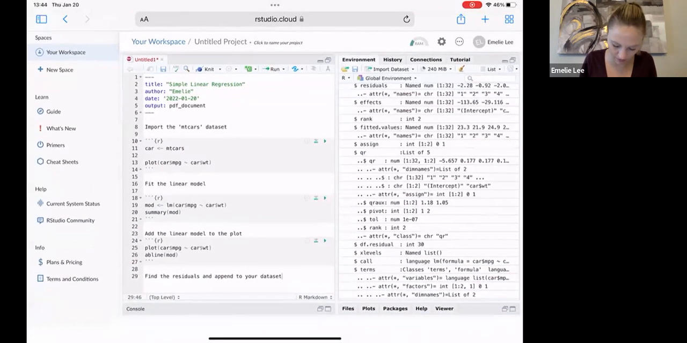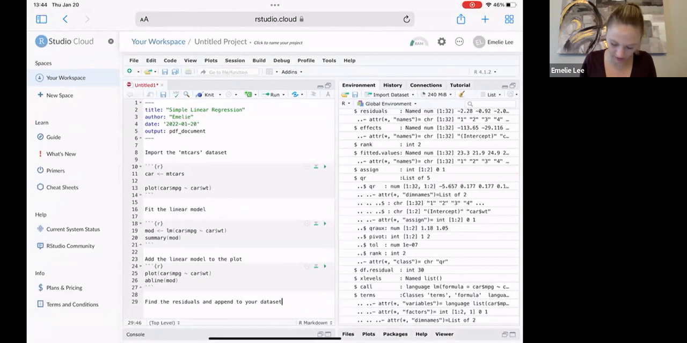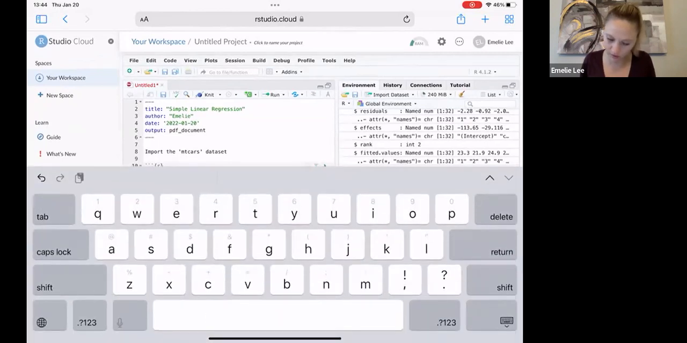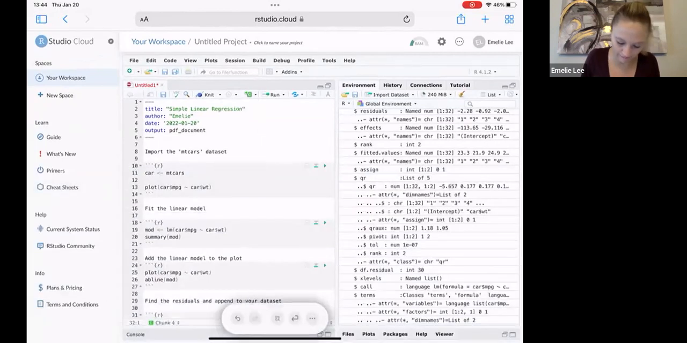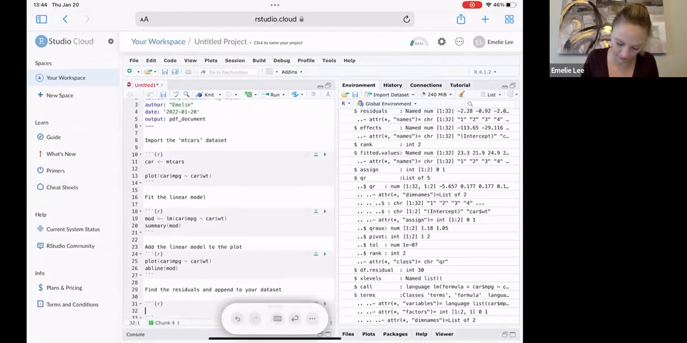Can't see what I'm typing, but looks good enough. Okay.